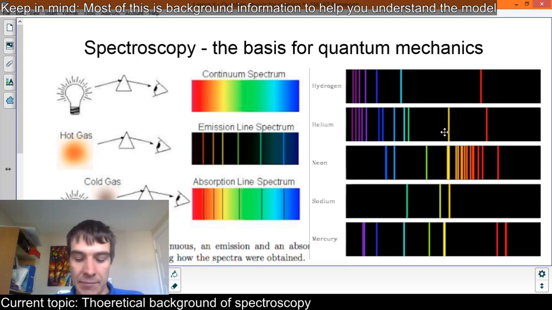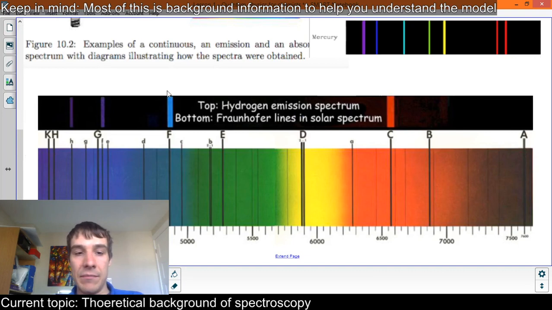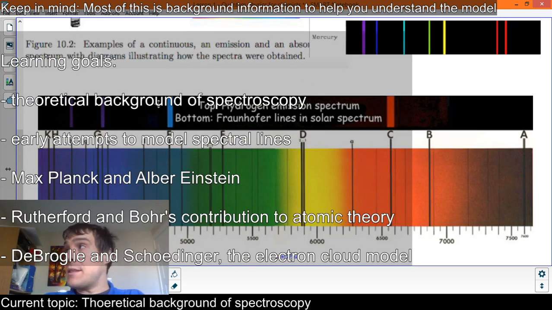It's called helium because helios is the sun in Greek. Helium literally means sun element because it was discovered on the sun. The only element that was discovered on a star before it was discovered on Earth, which I think is really cool. All right, so that is a theoretical basis for spectroscopy.